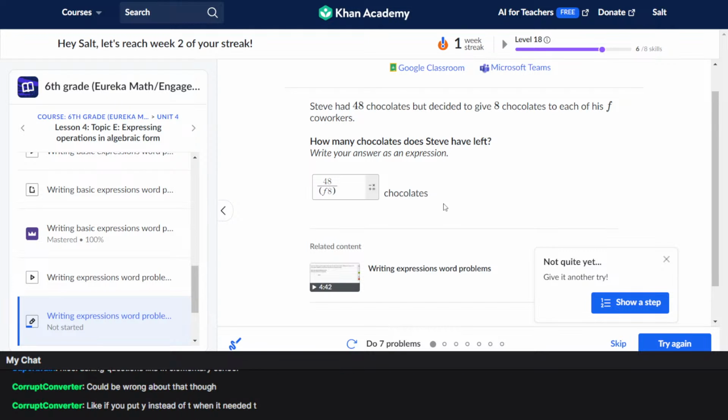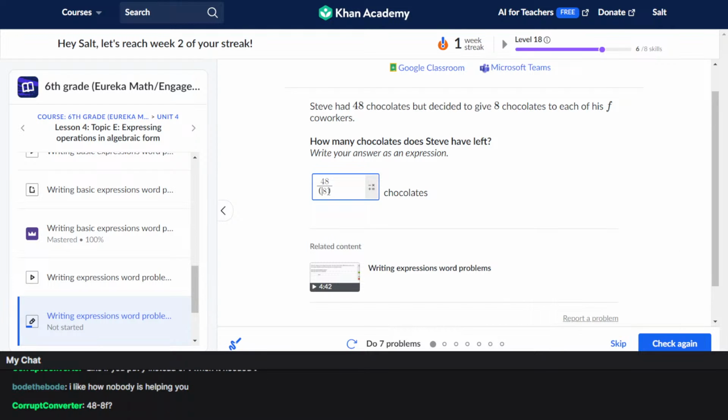I'll never... 6th grade's too hard. Like if you put y instead of t when it needed t. Oh, wait, no, wait. F8. This shouldn't be that. I think that's wrong. It said 8 chocolates to each of his F co-workers. Is it? No. But then... F needs to be in there.